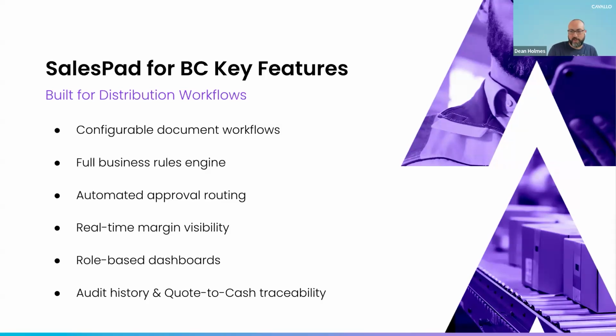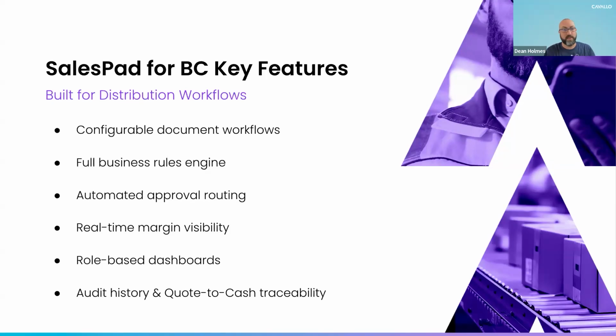So some of the things that we're bringing to the table with SalesPad for BC are configurable document workflows, right? So moving documents in a way that makes sense for your business. A full business rules engine, right? I know this is one that you hear a lot. Like, we've got some compliance, we've got things that we need to check. Those business rules have been a huge boon for our customers that utilize that. Automated approval routing, right? Just the fact that, hey, if I've got exceptions or I've got things that I need to have go by a manager, I can automate that so they don't have to manually go in there.